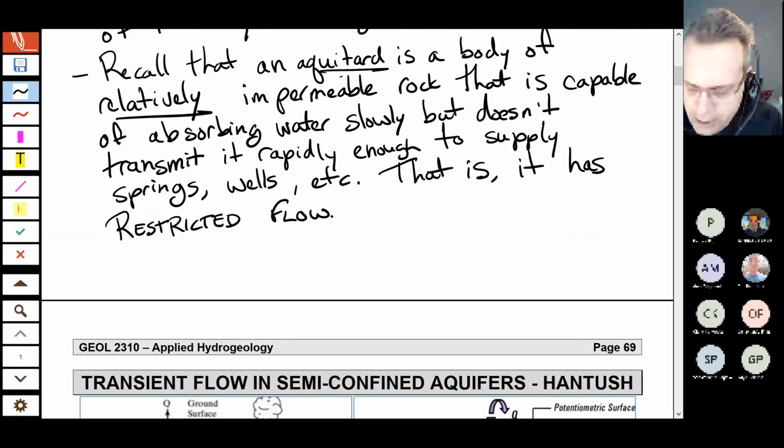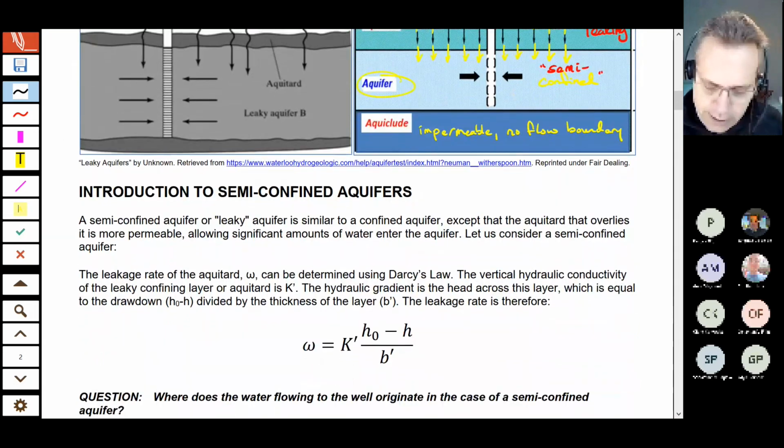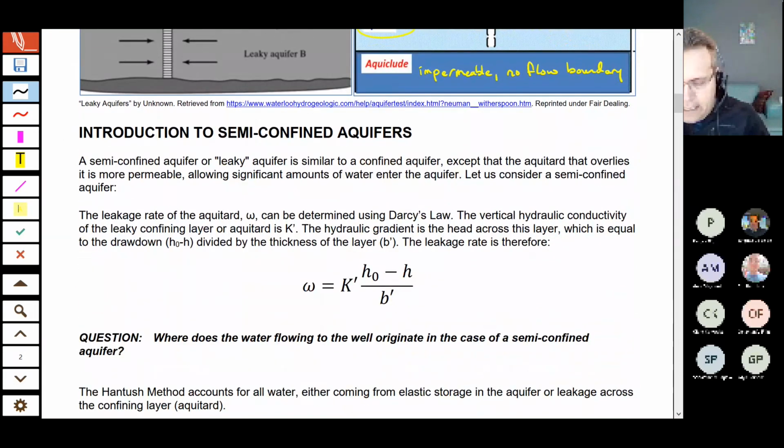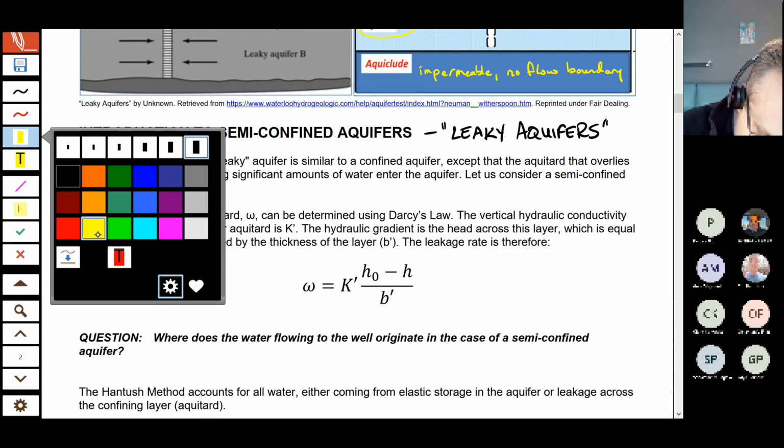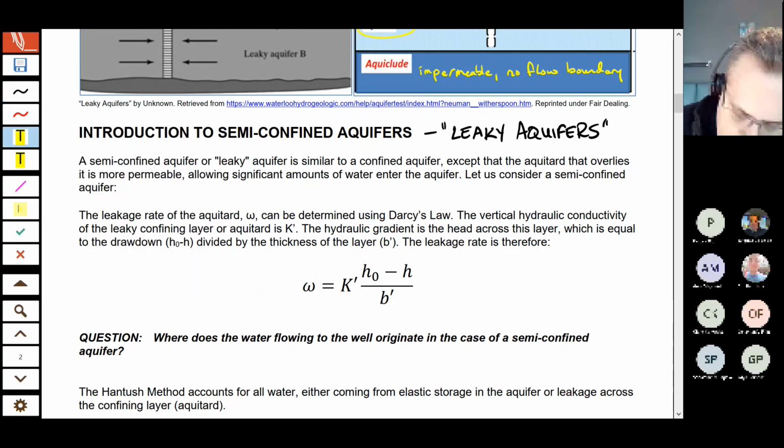Let's look at some equations and let's get into some math, right? So, introduction to semi-confined aquifers or leaking aquifers. I'm just going to remind you that either term is acceptable, or leaky aquifers. So I guess that's three different ways of thinking about it. Let's find my highlighter here. Let's go for yellow.